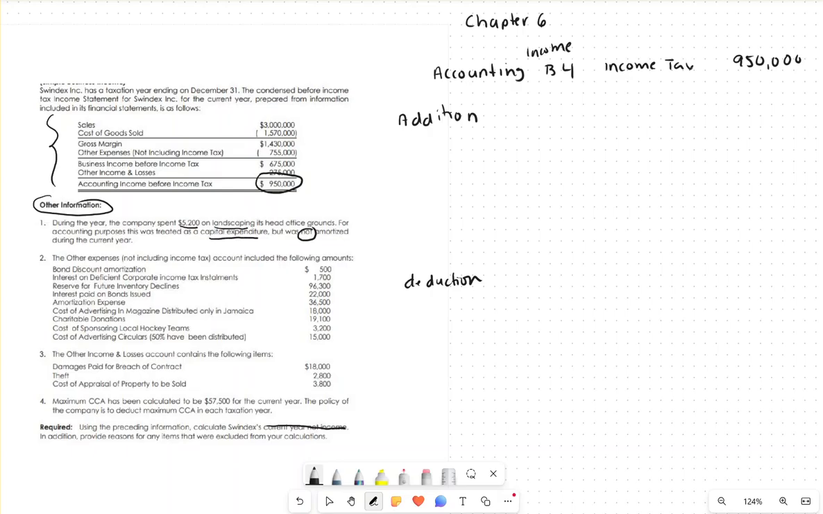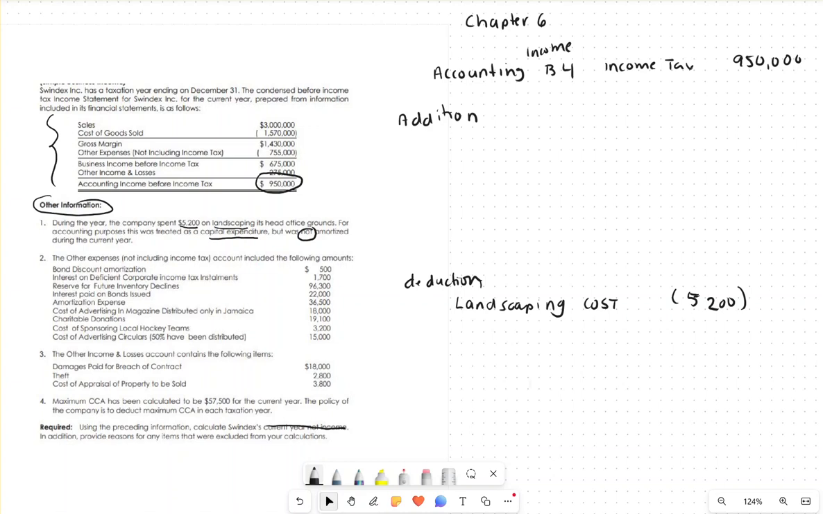So we wanted to know what we should do with it. It will be a deduction, because landscaping cost is deducted the year the landscaping happened. So we have a landscaping cost, and it will be $5,200. It will be a deduction.